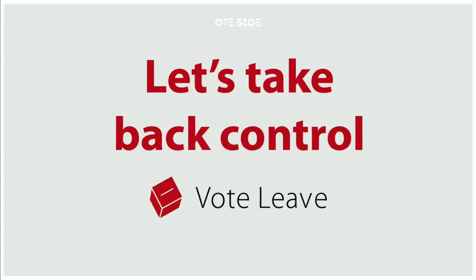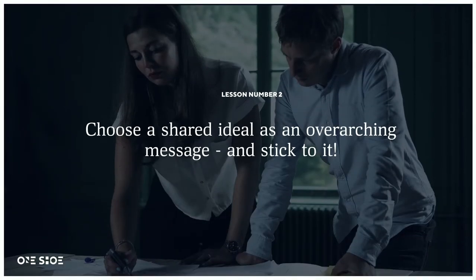So they decided to touch them in their hearts and say, let's take back control. There was an overarching message which even surpassed the feelings of the EU. That's why they had an umbrella theme, as they call it. So if you want to reach your audience, choose an ideal, an overarching message, and then stick to it. Just one overarching message. I see so many campaigns happening where there's a plethora of messages, but all you need is just one overarching message. Really important. Then stick to it.